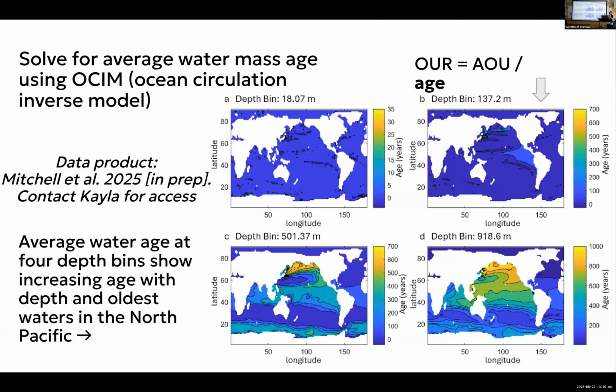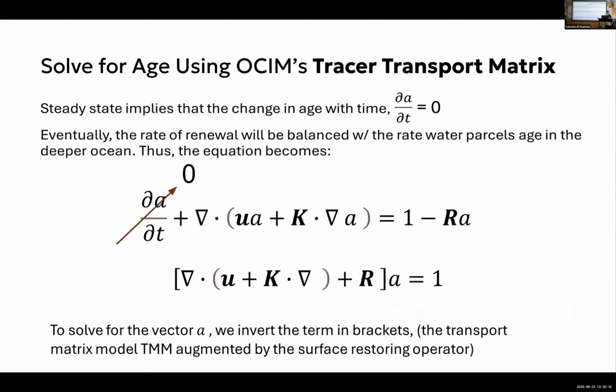So I computed the average age of water for every model grid box in the model grid. And you can see these are different depth bins. At the surface, it's all blue because the age of water is like 0, because the age of water is how long it's been away from the atmosphere. And then the oldest water, around 1,000 meters, is in the deep North Pacific, because that's how ocean circulation works. It's like the last stop on the train. So we use that to finally get the OUR.